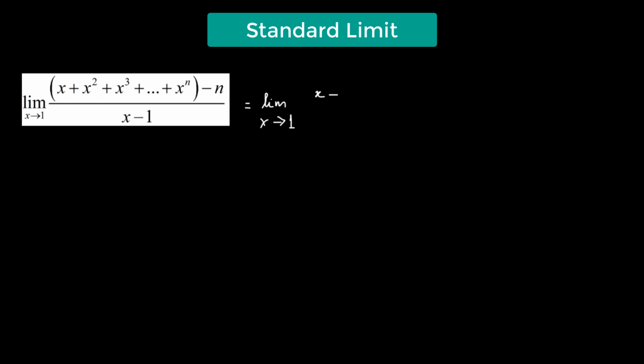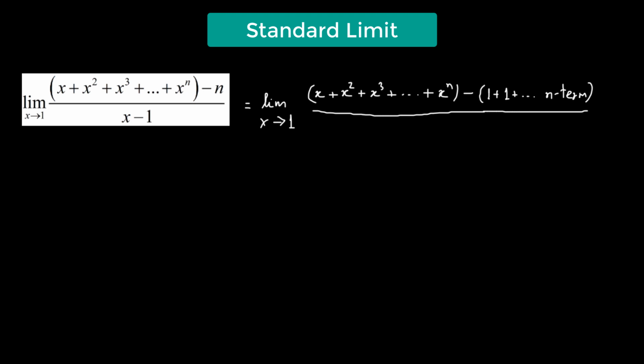So we have x plus x squared plus x cubed plus all the way up to x raised to the power of n, and from here we have subtracted n. So n is actually the sum of 1 up to n number of terms, meaning when we take 1 and add it to itself n number of times, the value is simply equal to n. So what we have done is expanded n and written it in terms of the summation of the term 1, n number of times.